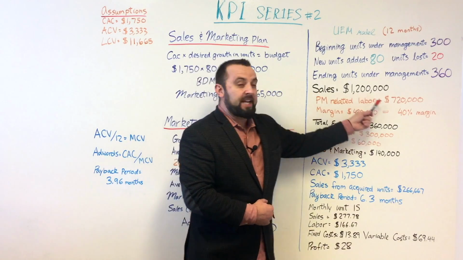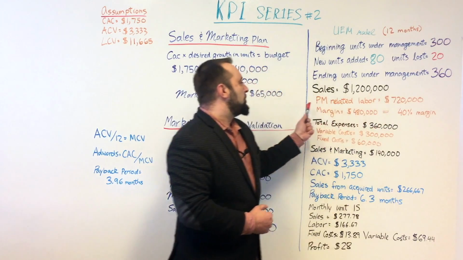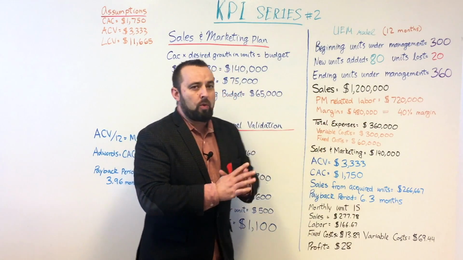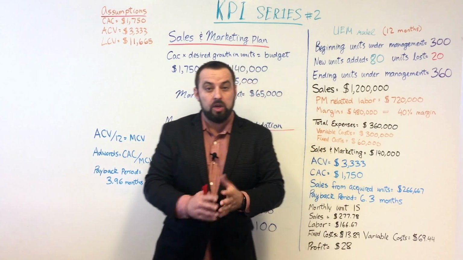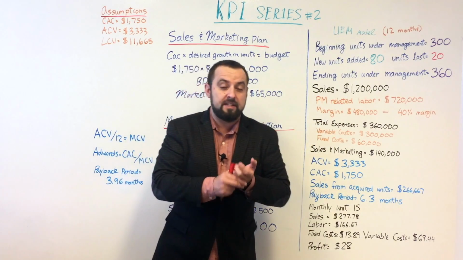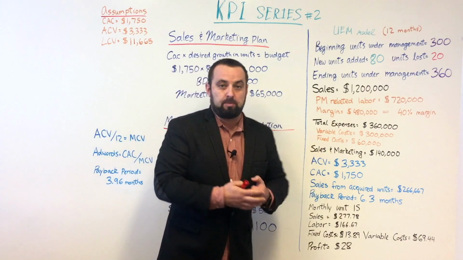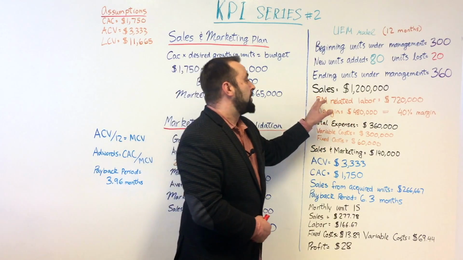Then you take total sales, in this case 1.2 million. Then what you want to do is calculate the property management related labor. Here, the only salaries you should count are the property managers and assistant property managers, and also the salesperson, the BDM, who's responsible for selling property management. Okay, that's it. Those are the only people that you put into the PM labor.